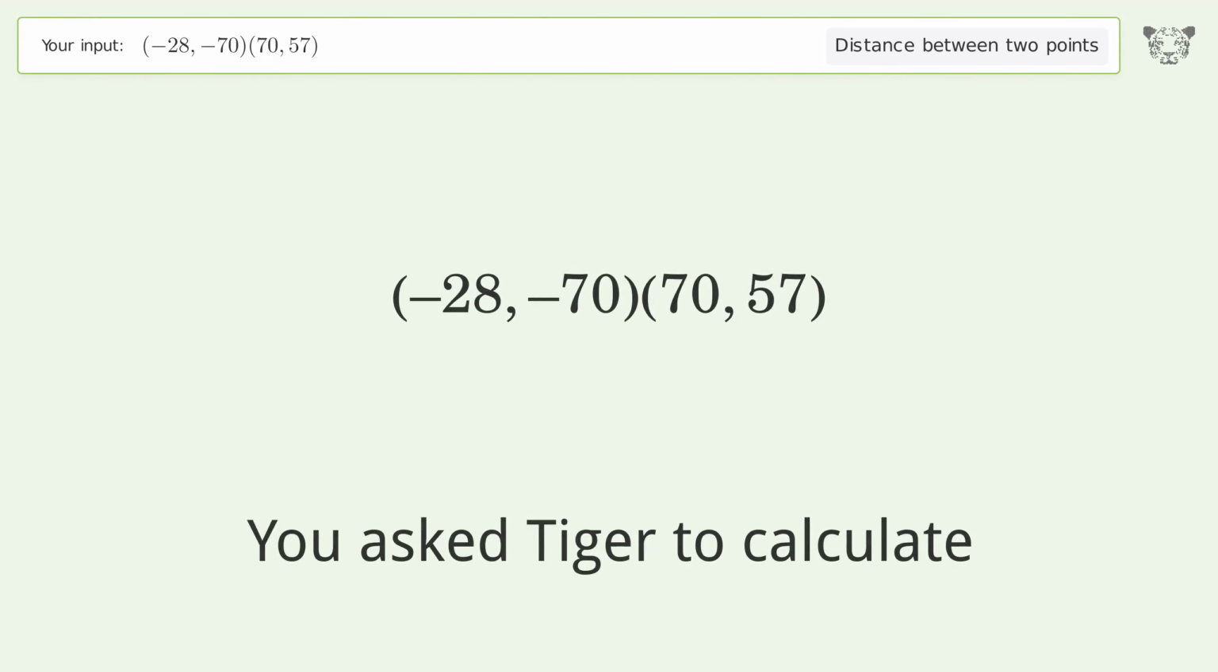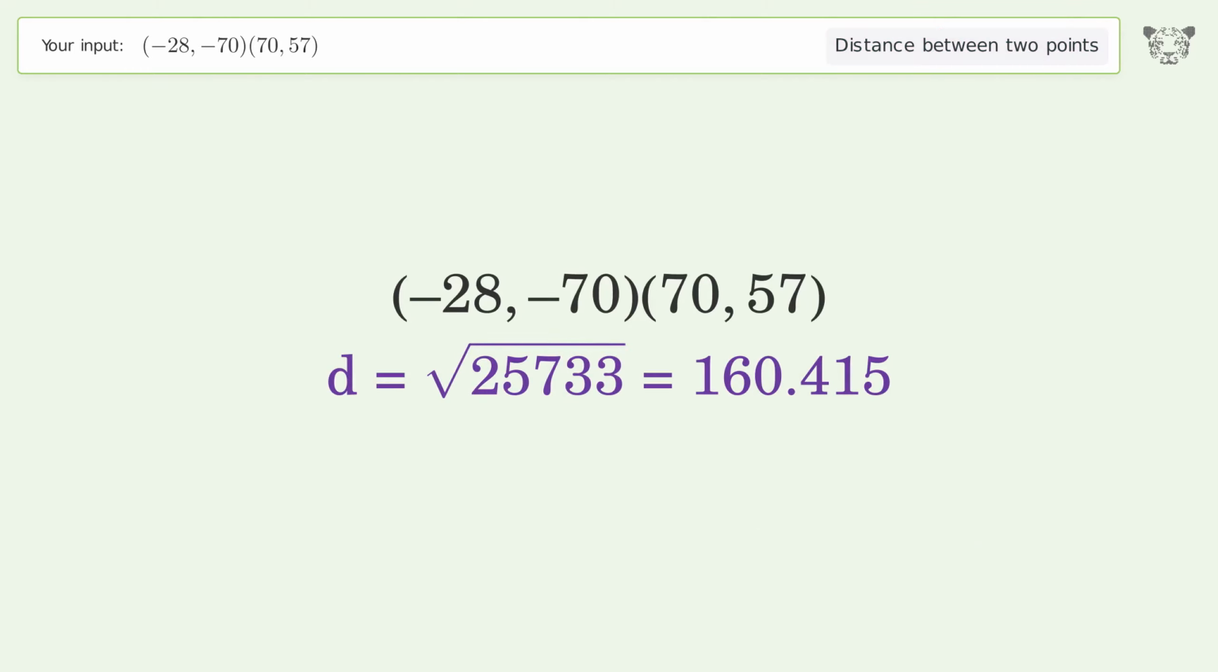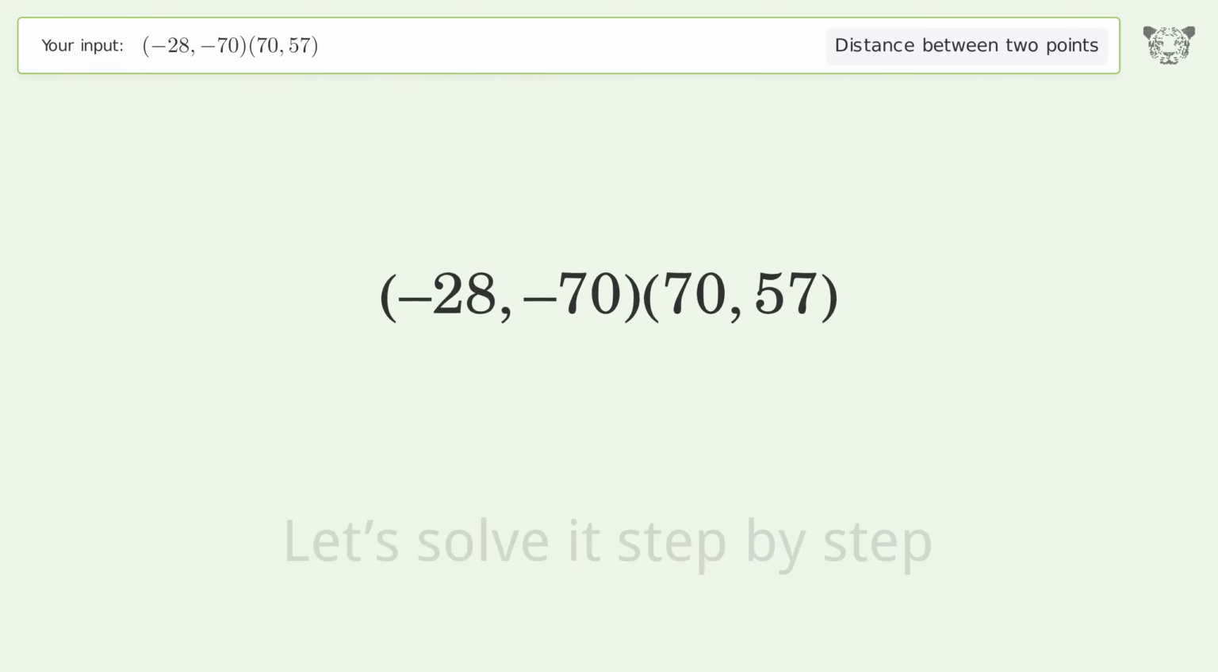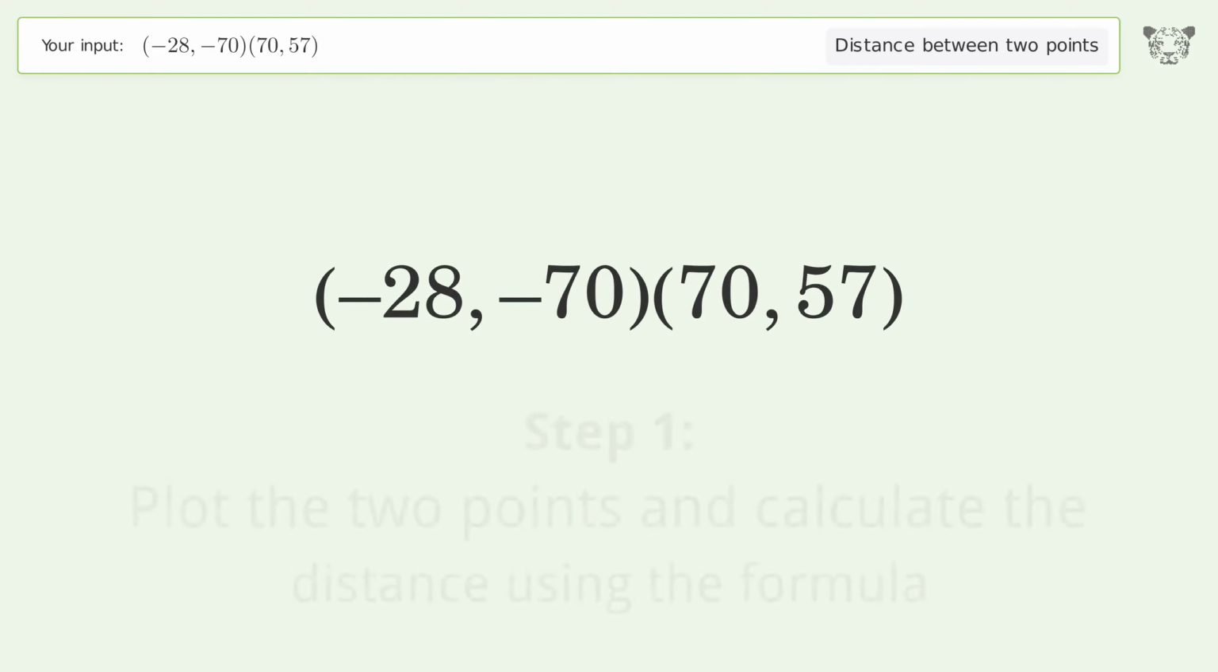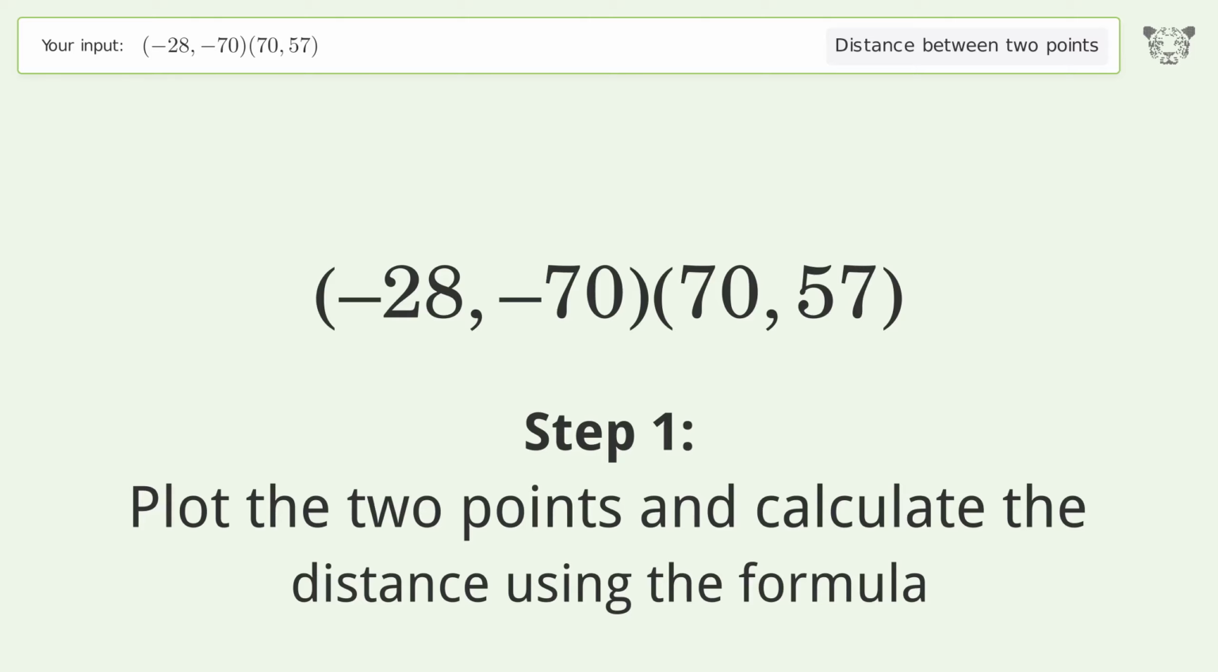You ask Tiger to calculate the distance between 2 points. The distance between the 2 points is the square root of 25,733, or 160.415. Let's solve it step by step. Plot the 2 points and calculate the distance using the formula.